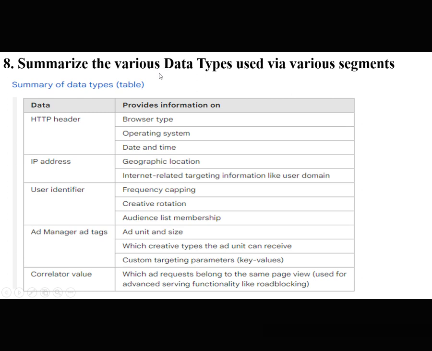So summarize the various data types used via various segments. So this is the summary of the data types table. The HTTP header provides information on browser type, operating system, date and time.